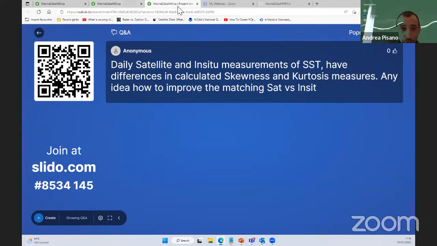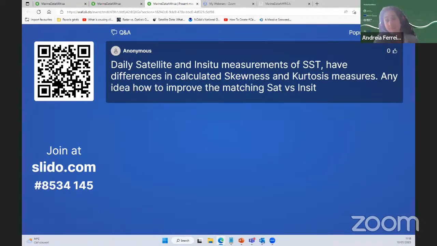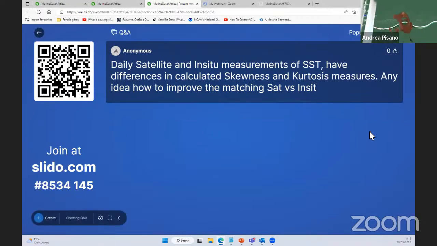I do not understand very well the question. I can say that most of all the SST data are based on satellite data only, so no in situ measurements are used. Okay, so I guess in situ data are used mainly for validation purposes.